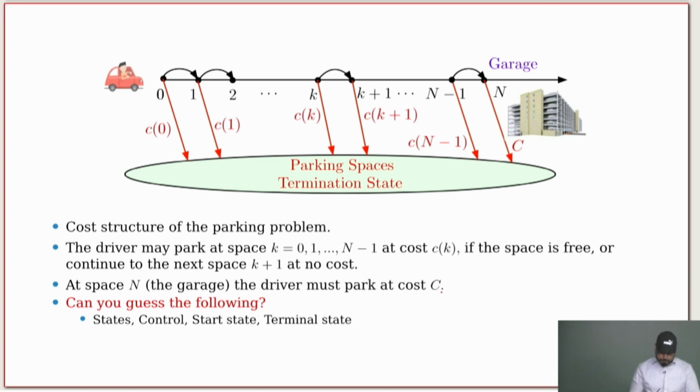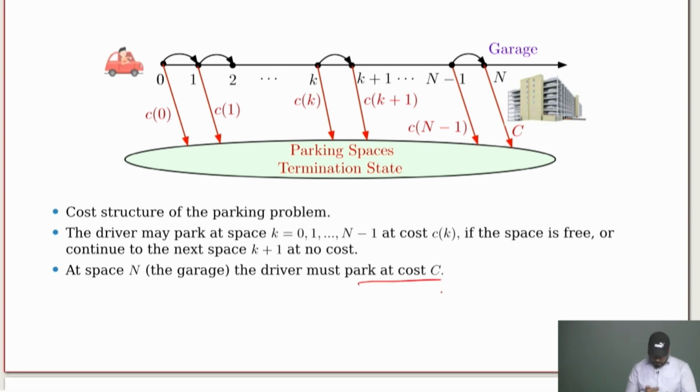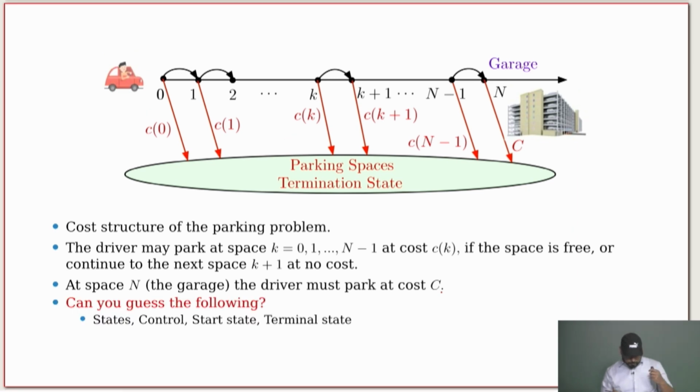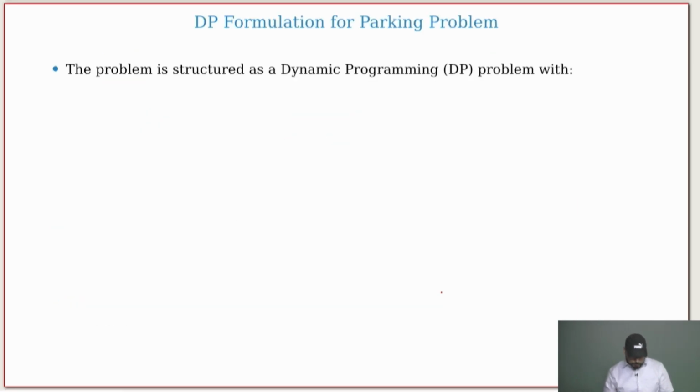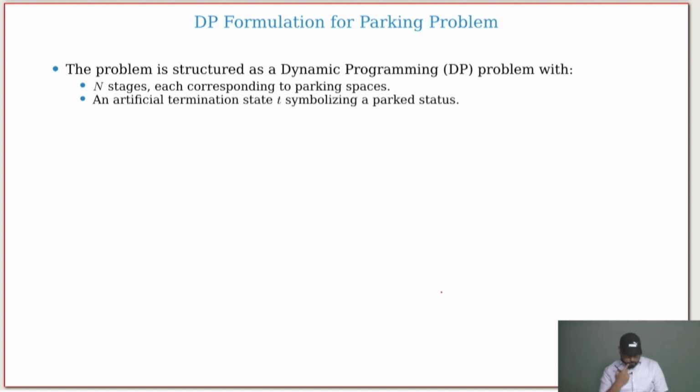So for the DP we need these things: states, control, start state and terminal state. So the problem can be structured as a dynamic optimization problem with n stages. So this is a finite horizon problem, and an artificial termination state symbolizing the parked status. So obviously when you park, then you reach the terminal state.